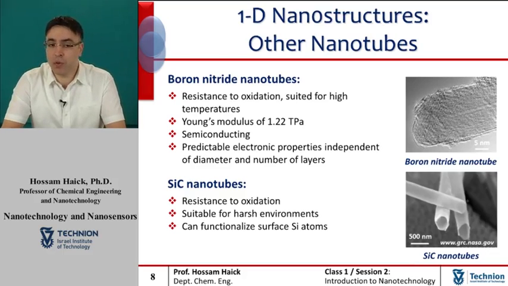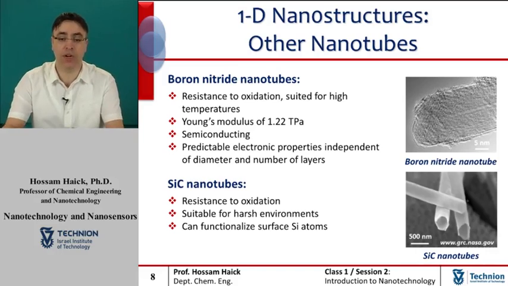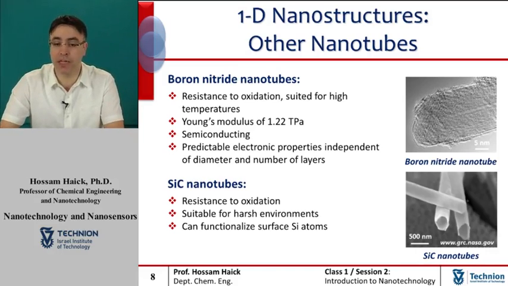On the other hand, I present on the same slide an example of silicon carbide nanotubes, which also have high resistance to oxidation, and are quite suitable for harsh environments and can be functionalized with organic monomers on their surfaces.